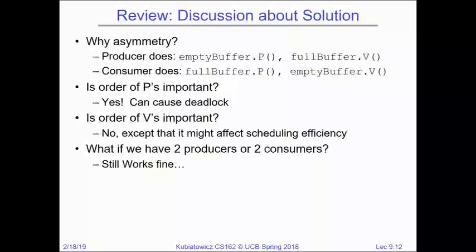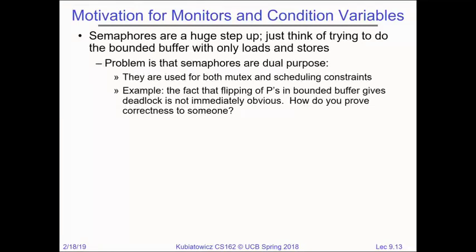Now, the problem is that semaphores, as I've defined them here, are actually dual purpose. They could either be used as a mutex or as a resource constraint, and that can get very confusing. So the fact that we could flip the P's around might not have been obvious until somebody explains it to you. And think about code that you haven't looked at for 2 years, and you suddenly stare at the code and there's different uses of semaphores. You can imagine that could get messy, right? Unless you have a lot of comments.